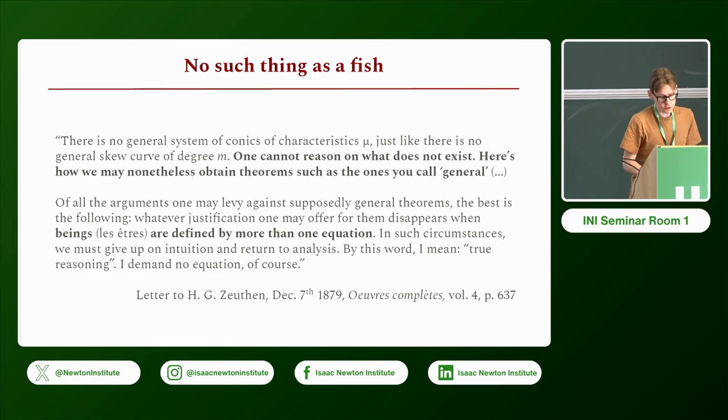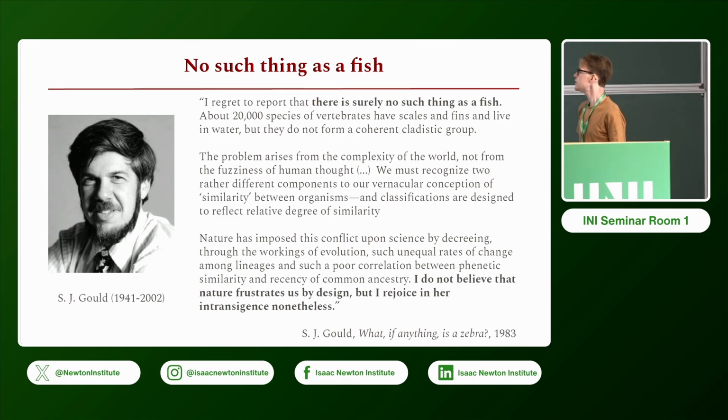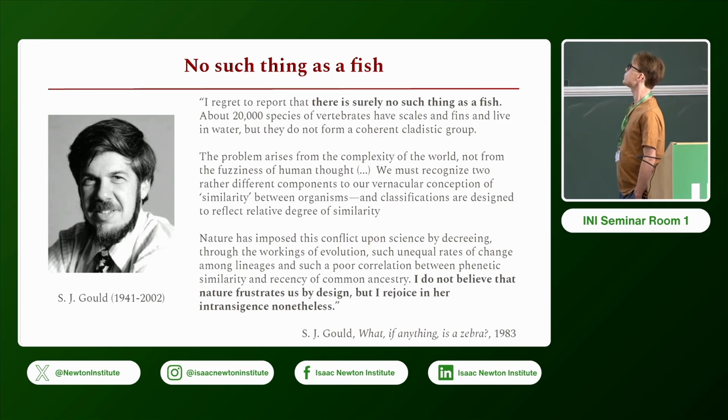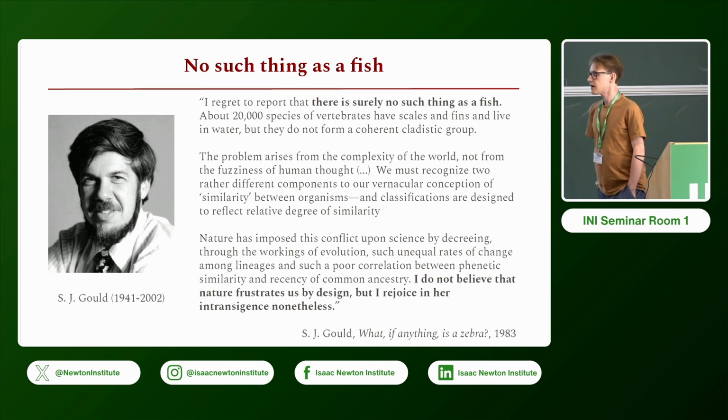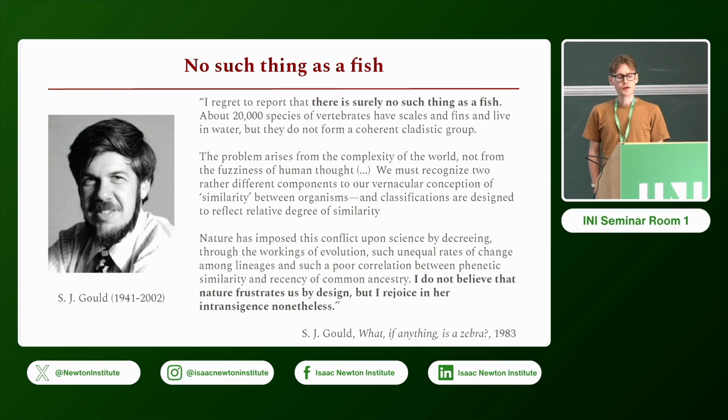And this is where the comparison with naturalism is interesting. This resembles the very famous claim by Stephen Jay Gould in his well-known paper that there is no such thing as a fish. That is to say that, sure, there are many kinds of vertebrates that we can identify that live in water, but from the viewpoint of genomics, they do not form a coherent group, what he calls a cladistic group.